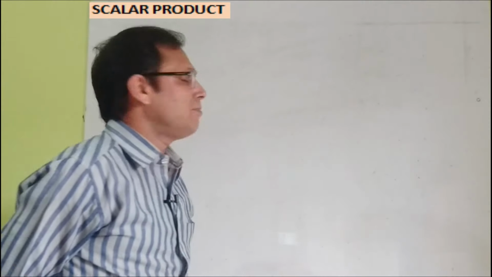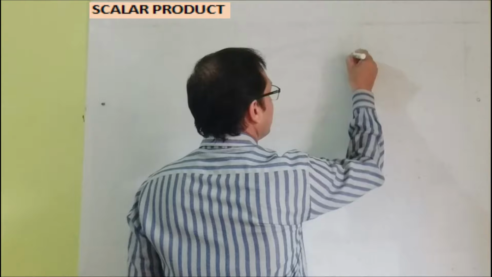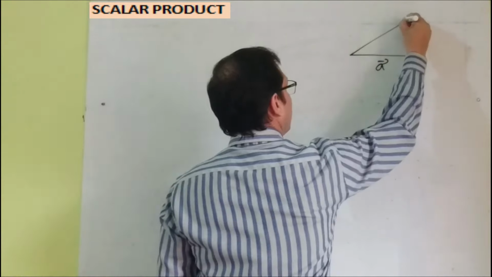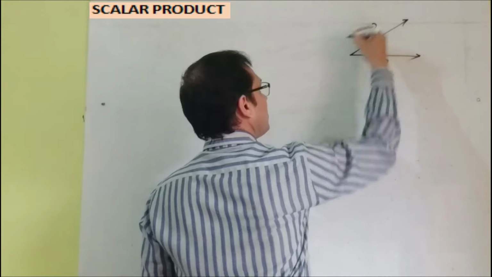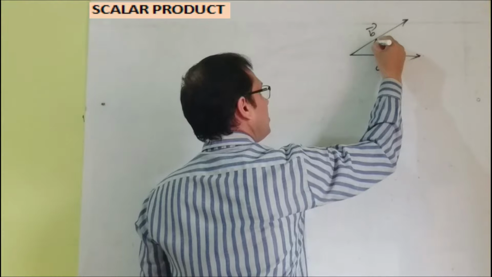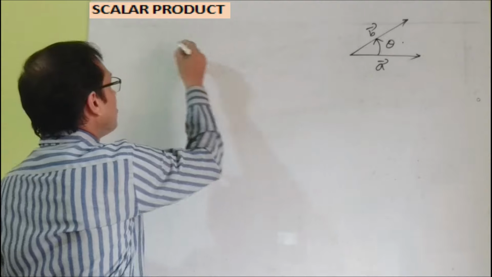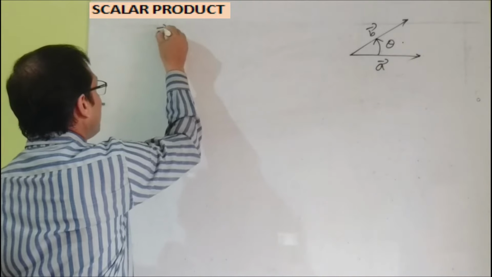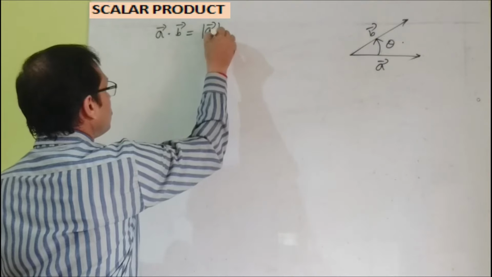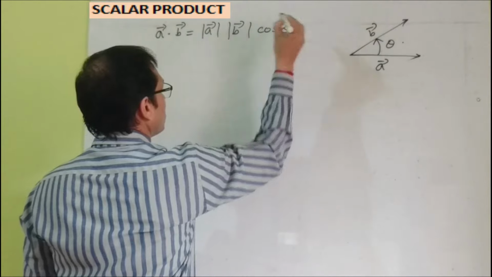Let a vector and b vector be two non-zero vectors. That is, they are inclined. Suppose this one is a vector and this one is b vector. Initial vector, terminal vector, and the angle between them let be theta. Then the scalar product between the two vectors, denoted by a dot b, is equal to a vector magnitude into b vector magnitude into cos theta.